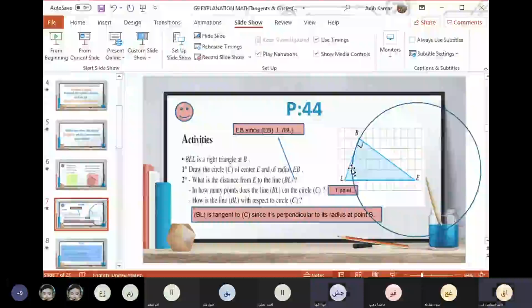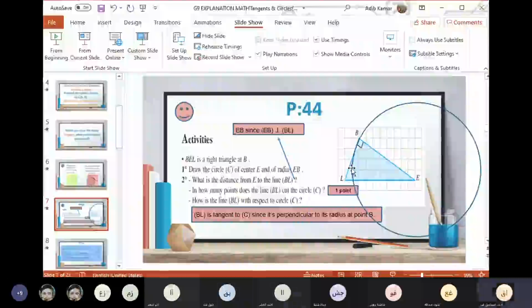Okay, BL is the right triangle at B. First question, draw the circle C of center E and of radius EB. What is the distance from E to the line BL?